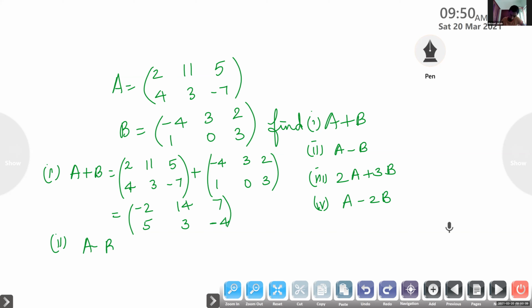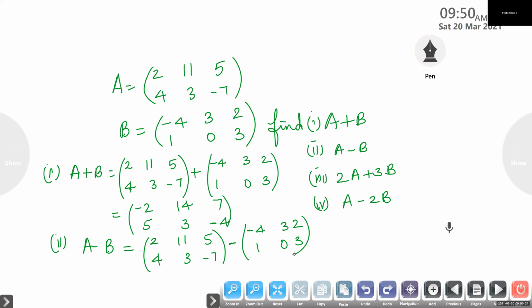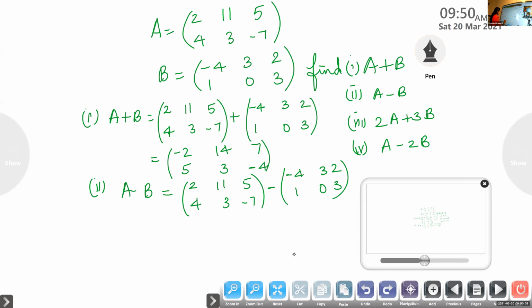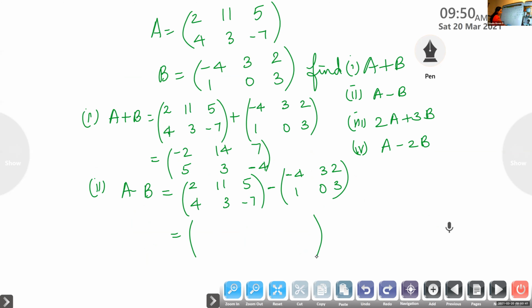Next, I'm going to define A minus B. So the matrix 2, 11, 5, 4, 3, minus 7, minus the B matrix, minus 4, 3, 2, 1, 0, 3. What is A minus B? Find out what A minus B will be. Yes, Shivani. Shivani, find out A minus B and give the answer.